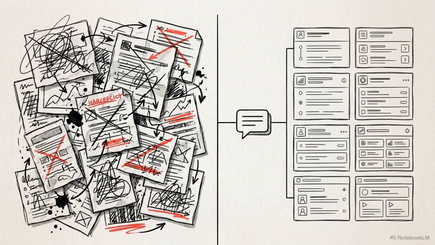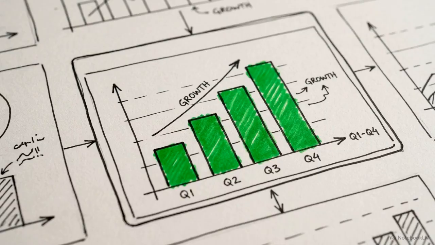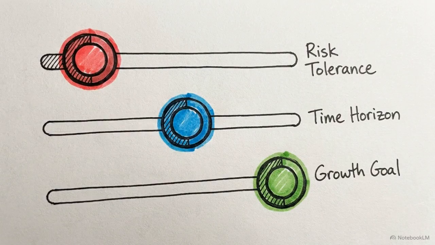This conversational loop completely bypasses the traditional developer revision cycle. You spot a problem, state the fix, and the AI applies it instantly. A sleek interface means nothing without the right math behind it. You need to customize the dashboard's underlying logic to fit your specific risk tolerance and financial goals.